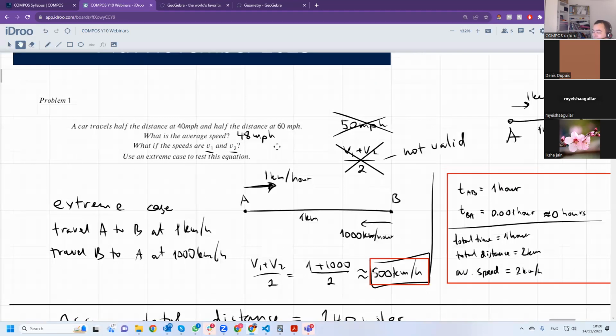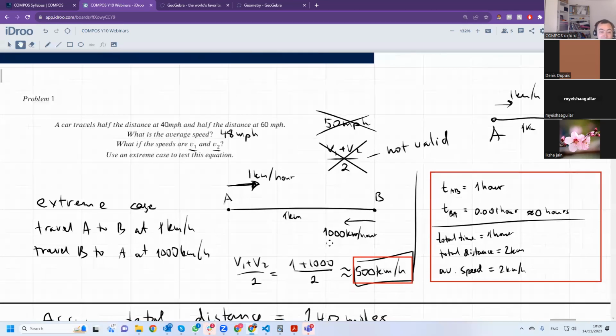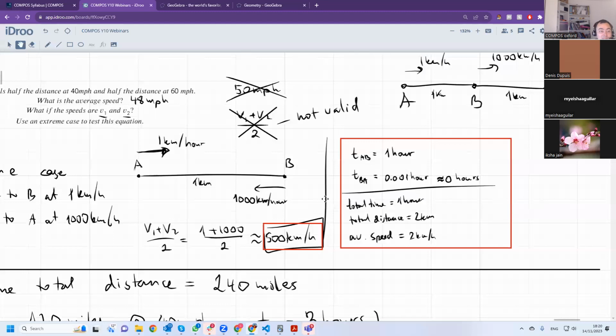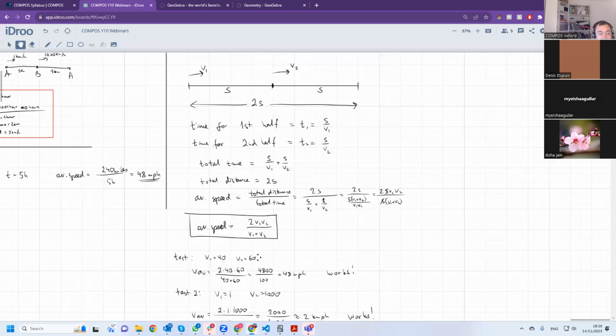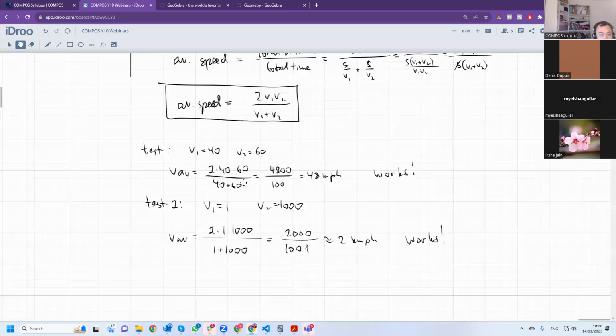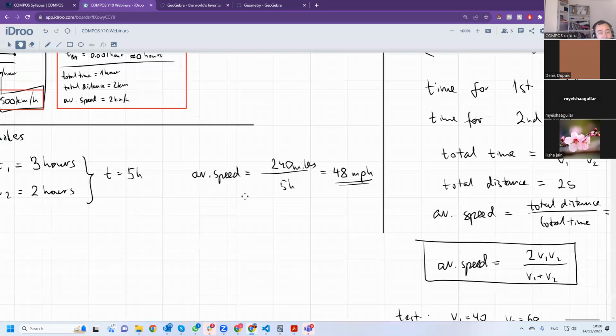The problem is that this one doesn't work. We tested it with an extreme case, and we saw that in the extreme case, it doesn't work. And then we devised a better formula, which is harder, of course, but it works.